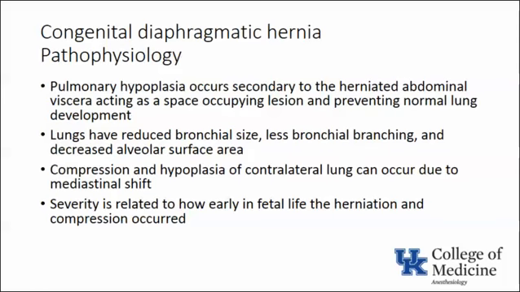The pathophysiology: they develop pulmonary hypoplasia, and that's secondary to the herniated gut in the chest, which compresses the lung and hence prevents normal lung development in utero. Because of this, the lungs have reduced bronchial size, less bronchial branching, and decreased alveolar surface. Compression and hypoplasia of the contralateral lung can also occur, and the degree of this hypoplasia of the contralateral lung depends on the amount of herniation into the chest.